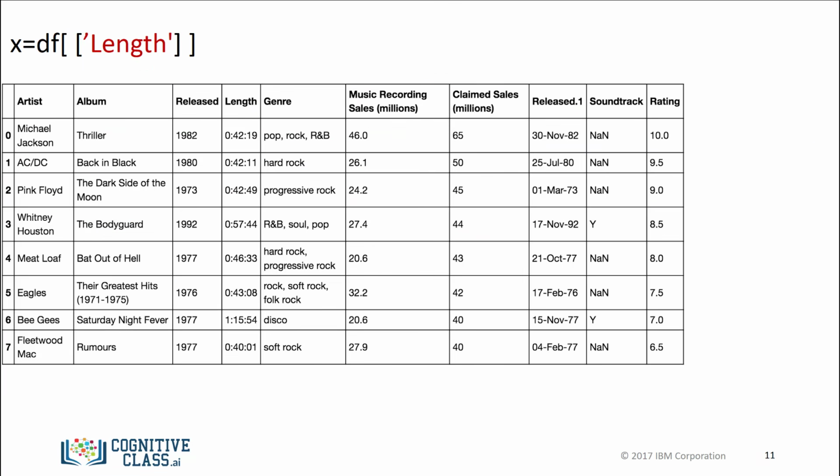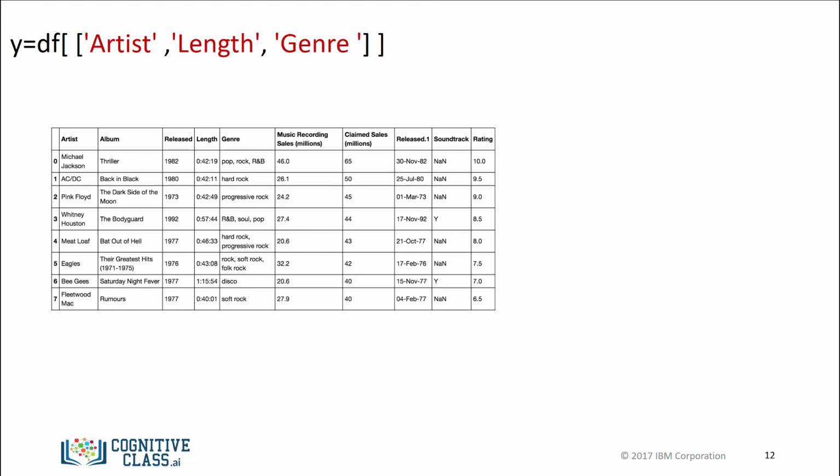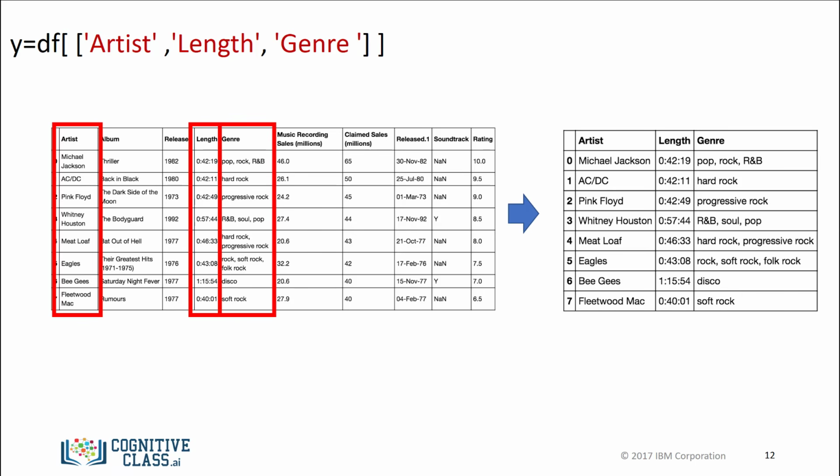We can create a new data frame consisting of one column. We just put the data frame name, in this case df, and the name of the column header enclosed in double brackets. The result is a new data frame comprised of the original column. You can do the same thing for multiple columns. We just put the data frame name, in this case df, and the names of the multiple column headers enclosed in double brackets. The result is a new data frame comprised of the specified columns.